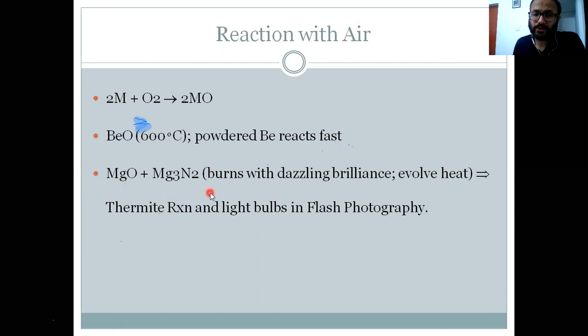Another important thing that you have to note here is that when magnesium reacts with air, it burns with a dazzling brilliance. So that means it's highly exothermic, and this reaction evolves a lot of heat. And that heat is actually used to start the thermite reaction. Now, the thermite reaction is a redox reaction which is basically used for welding purposes as well as in metallurgy to extract metals from their corresponding metal oxides. Okay, so for that purpose, we use the thermite reaction.